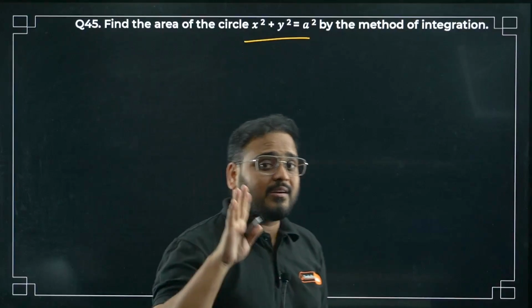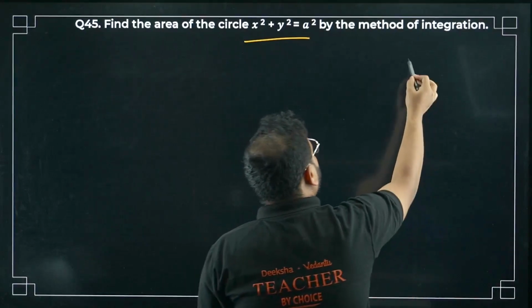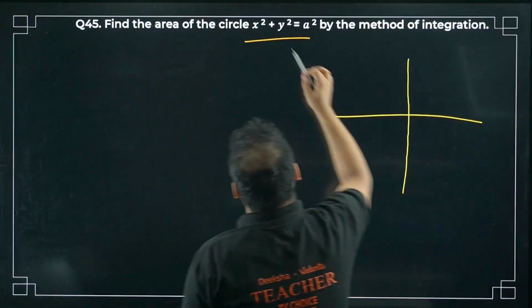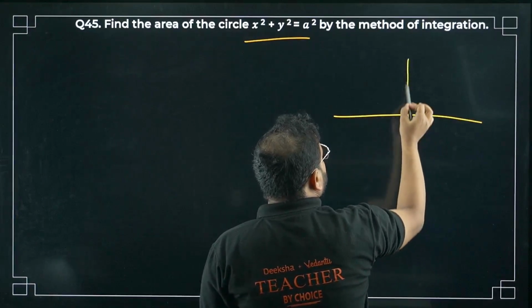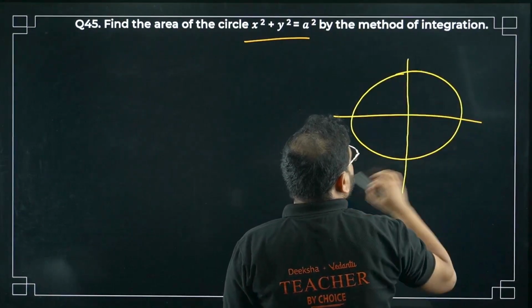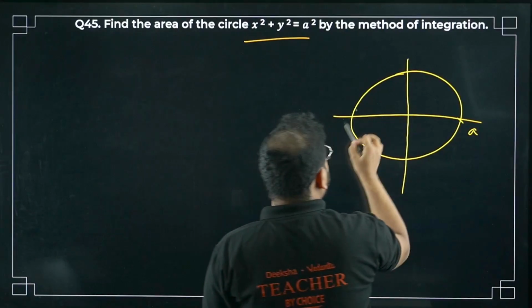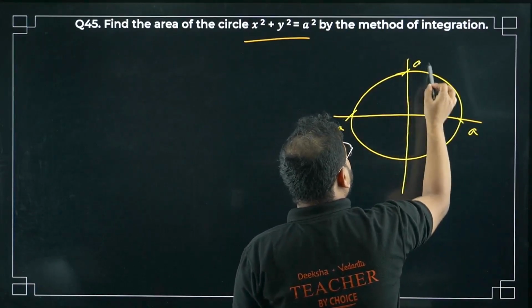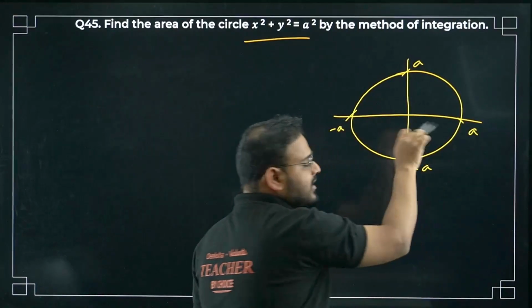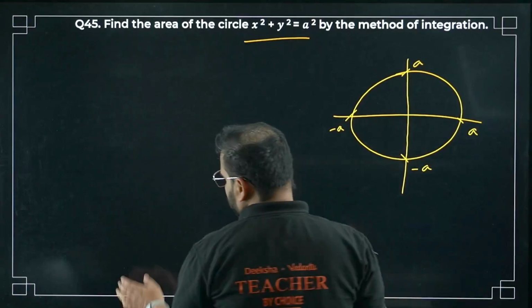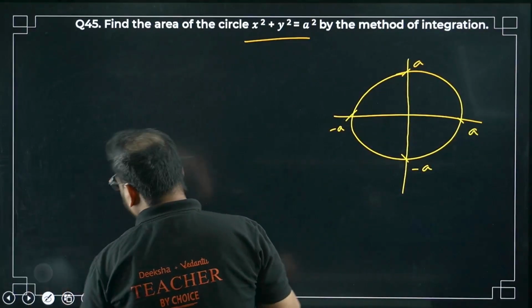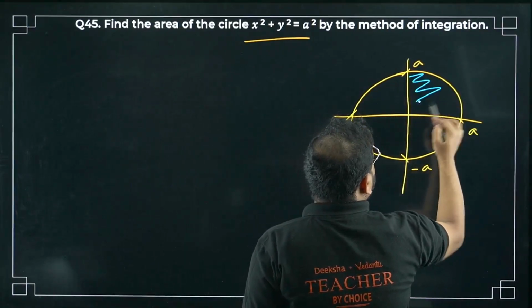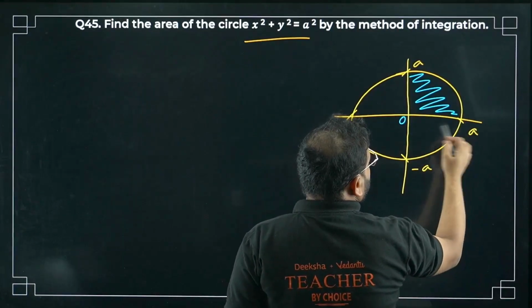First thing is to make the diagram very clearly. So the circle is given in this form, x square plus y square equals to a square, means, sir, center is at the origin, and the radius is nothing but a. Radius is, sir, a only. You can see it's symmetric about the origin. Just find this area, and then integrate, then multiply this with 4.